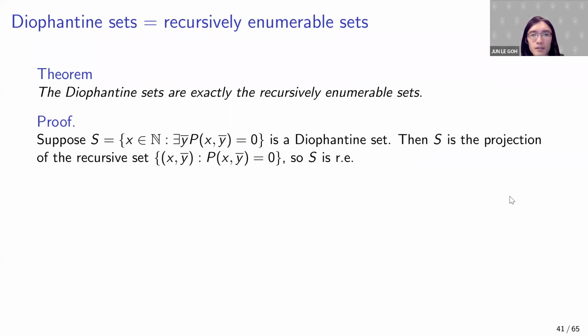Another way is to view the recursively enumerable sets as projections of recursive sets. So this is an equivalent way to define the recursively enumerable sets. They are the projections of recursive sets. In this case here, I've chosen that approach. We have the recursive set of x, y such that P(x,y) equals 0. This is clearly recursive, and S is the projection of it. So S is recursively enumerable.